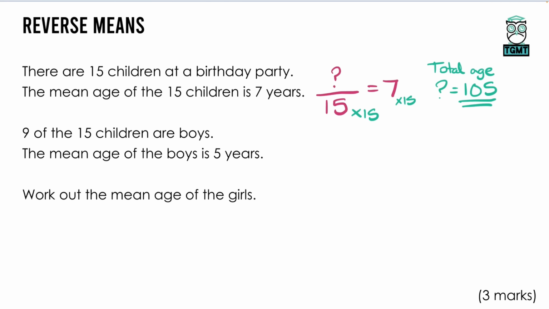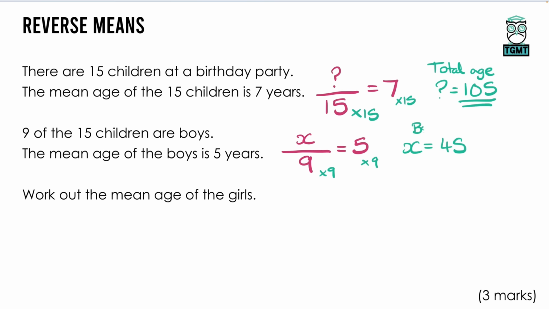It then tells us some more information though. It says 9 of the 15 children are boys, and the mean age of the boys is 5 years. Work out the mean age of the girls. So 9 of the 15 children are boys. So this tells us that whatever the total age of the boys is, let's use a letter this time, x divided by the 9 boys gives us a mean of 5. Well, just like before, we'd now just times by 9. So 5 times 9, much easier, we get x is equal to 45.